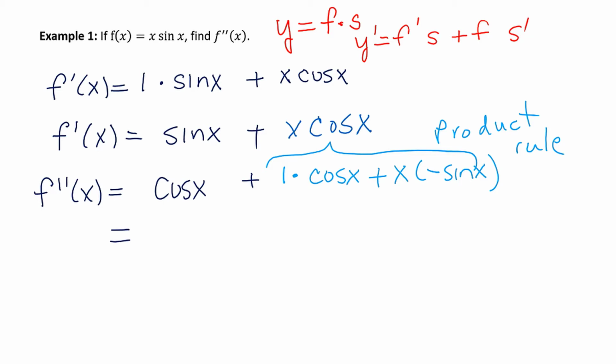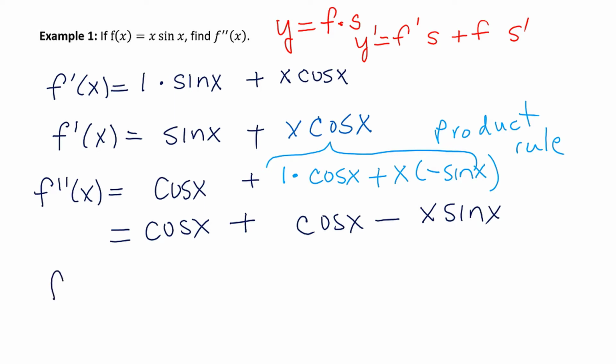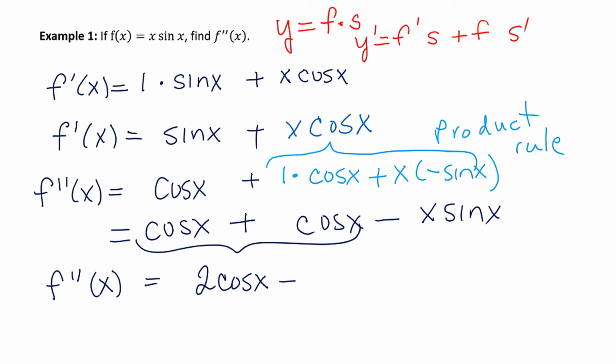This simplifies to cosine x plus cosine x minus x times sine of x. So the second derivative, f double prime of x, is equal to 2 cosine x minus x times sine x.